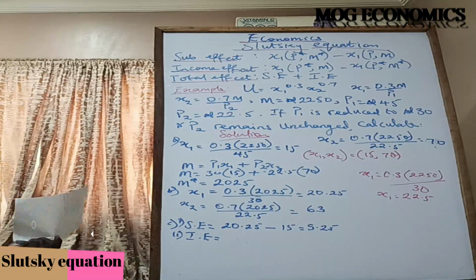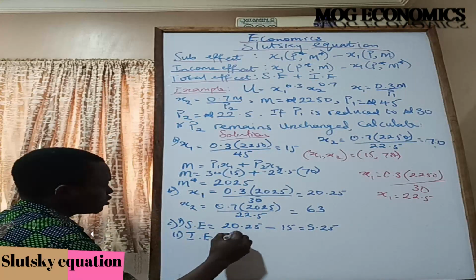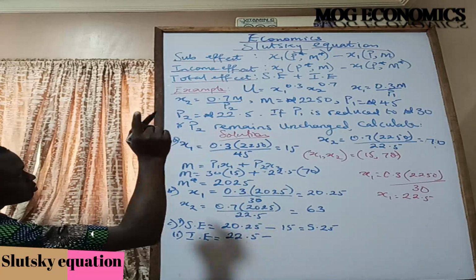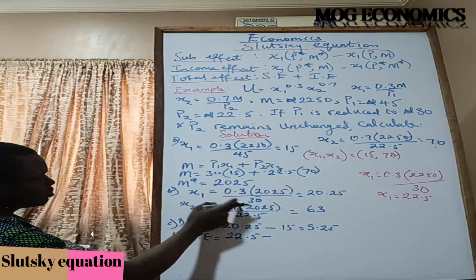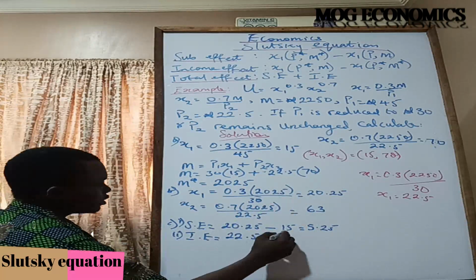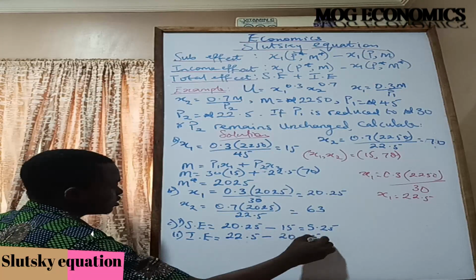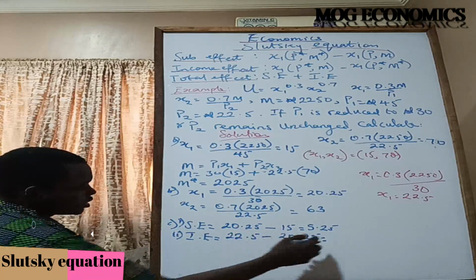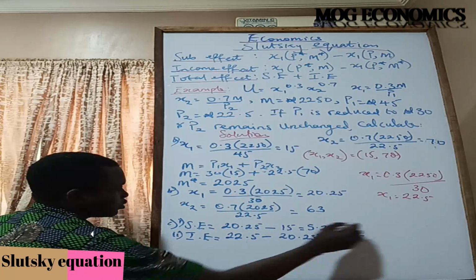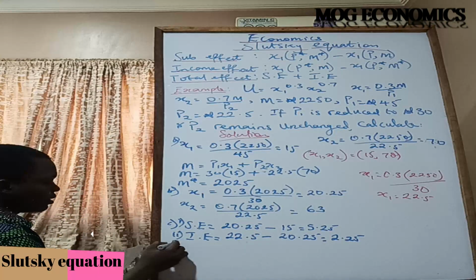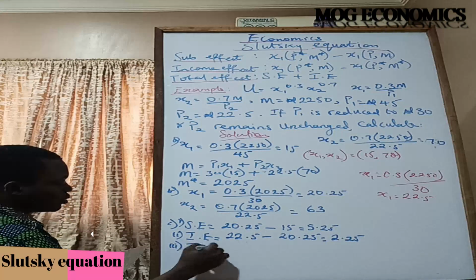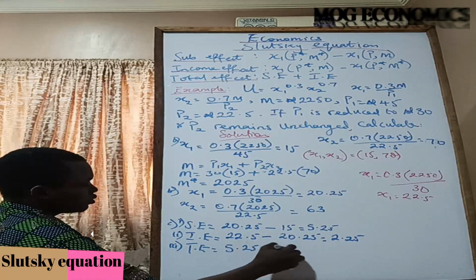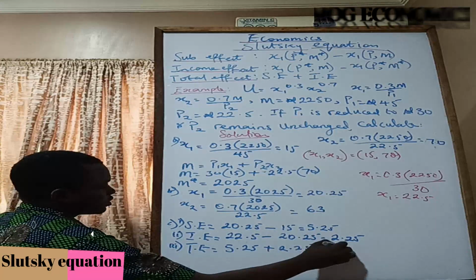So our income effect is the demand for X1 at the new price and old income, 22.5, minus X1 at the new price and new income, 20.25. So this is going to be 2.25. So that's the income effect. The total effect is now going to be the sum of the two of them: 5.25 plus 2.25, that's going to give us 7.5.